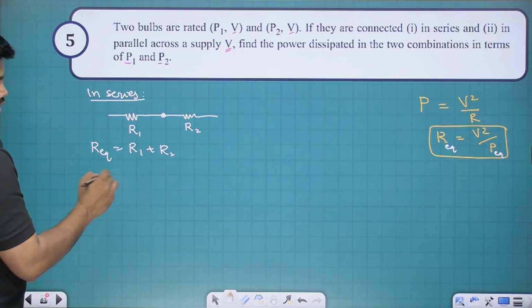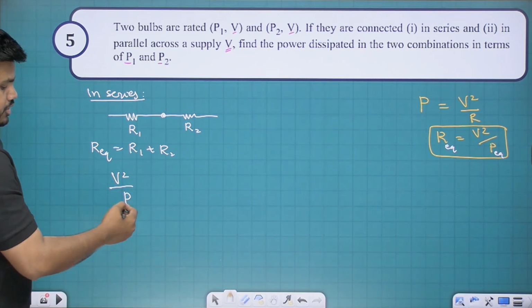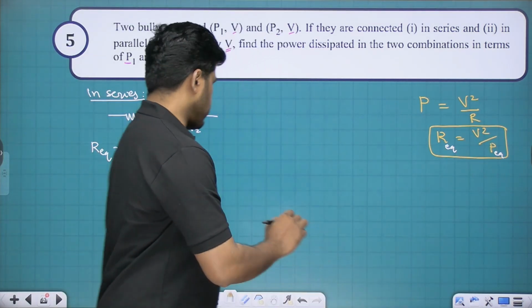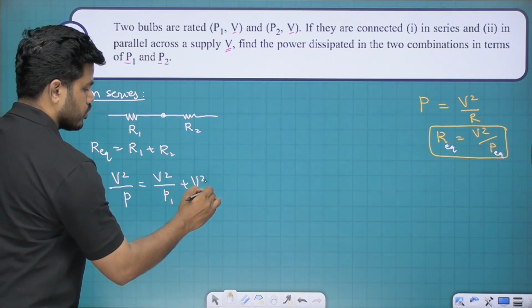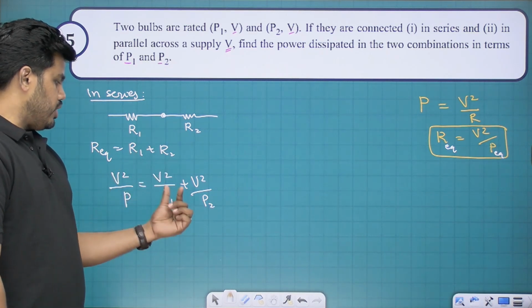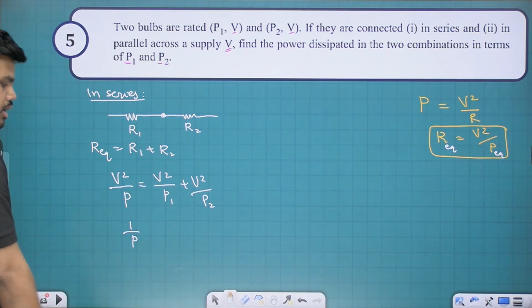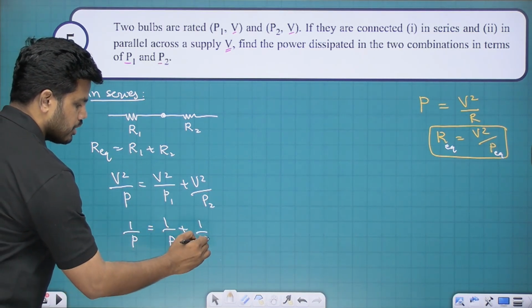R equivalent is going to be V square divided by the total power in the series combination, which is equal to R1 plus R2. R1 is V square by P1, plus V square by P2. See, V square, V square, V square, we can cancel them. So, taking the reciprocal of power: 1 by P is equal to 1 by P1 plus 1 by P2.